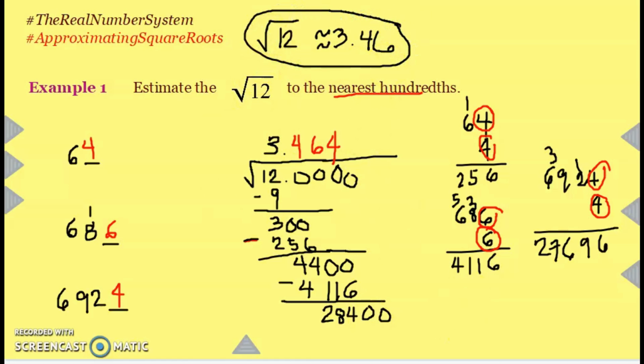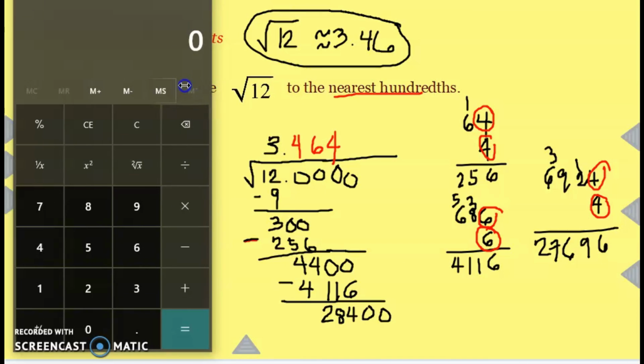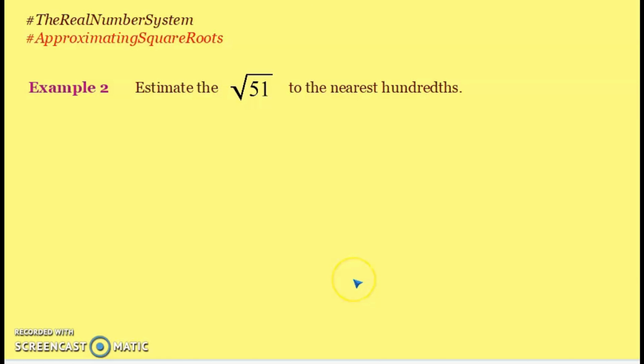Now, we check using our calculator. Okay? Itan lang natin siya. Okay? So, square root of 12. The given is square root of 12. So, as you can see, ayan siya, 3.46 when rounded off to the nearest hundreds. So, that means our answer is correct. Okay? Okay, so let's have example 2.